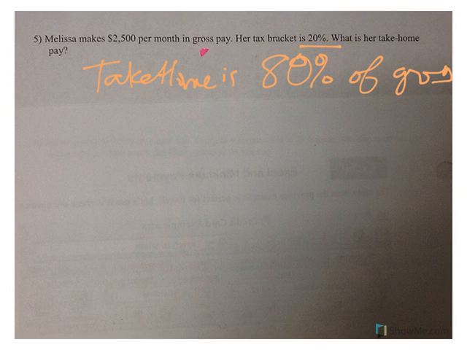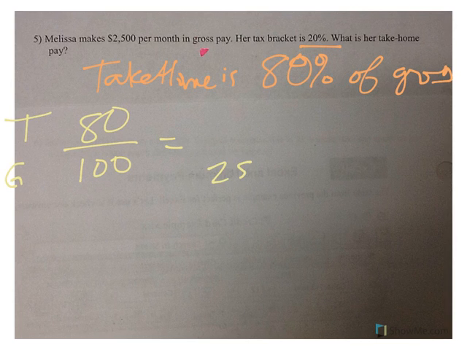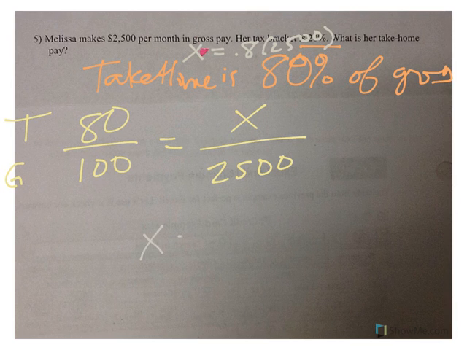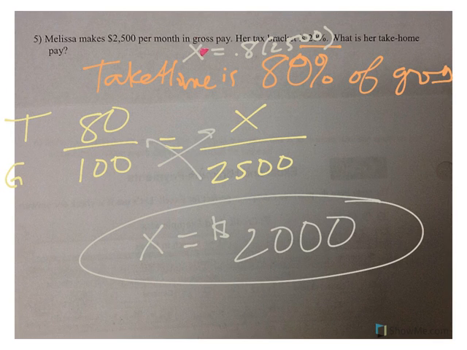And I could totally write this as a proportion, right? She keeps 80% for her take home. So take home's on the top, gross is on the bottom. If she grosses 2,500, what's the top? This is also one that I think is easier to write as an equation. Take home is 80% of her gross pay, and her gross pay is $2,500. Either way you do that, you get $2,000 is her take home pay, whether you cross multiply and divide or solve as an equation.